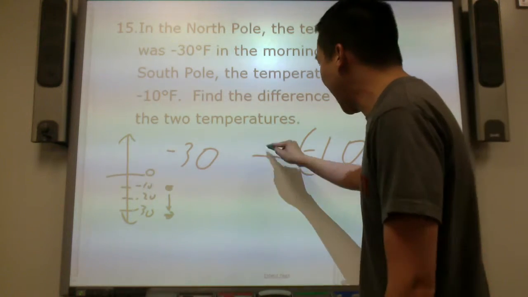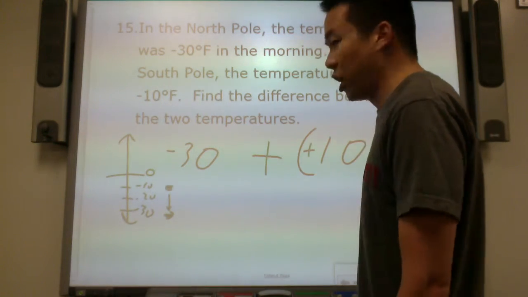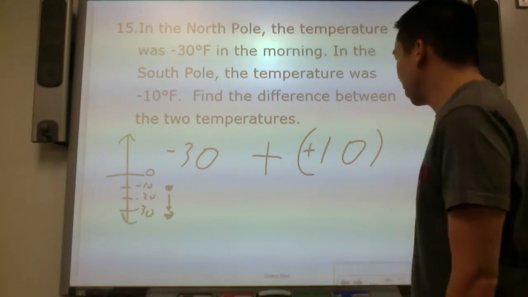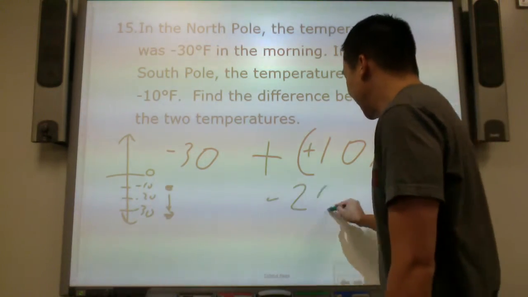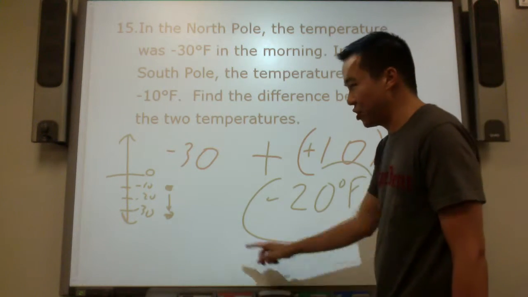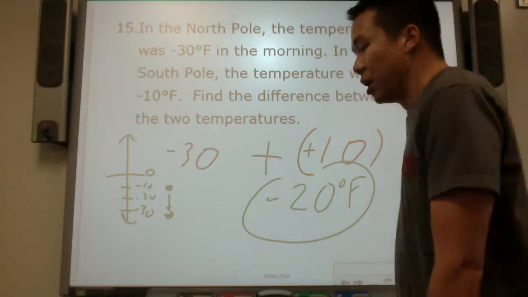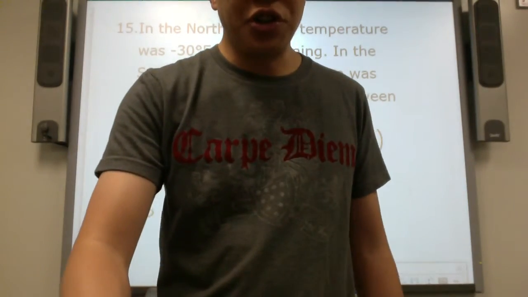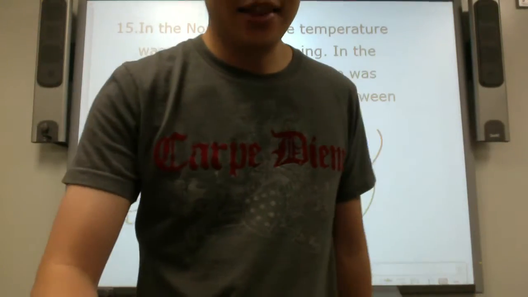Let's see. Add the opposite. Is there another way to rewrite it as additive expression? Add the opposite. Add 30 negatives and put it with 10 positive. It is negative 20 degrees Fahrenheit. That's the difference between these two. So this is subtracting integers. So again, add the opposite.